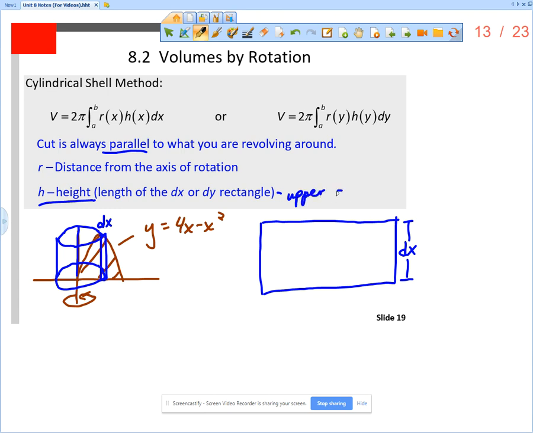Upper boundary minus the lower boundary. All right. Now, what about the width? Well, remember, this is like the soup label, right? The label on the can of soup. So if you unroll this, what is the width of this rectangle?